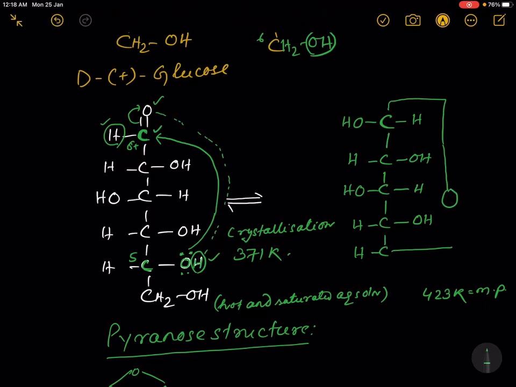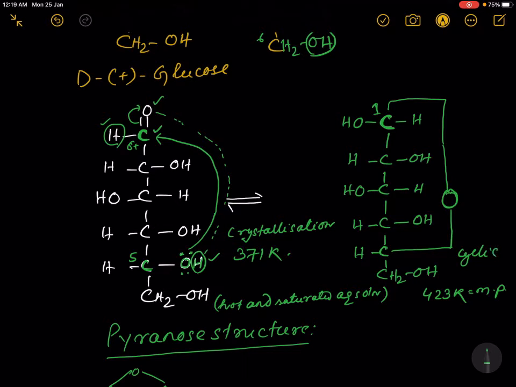You see, this carbon is number 1 over here, and it is connected to the fifth carbon like this, and this is the oxygen atom in between number 1 and number 5 carbon, and number 6 carbon is CH2OH. At number 6 position you will find CH2OH. This is the cyclic structure.